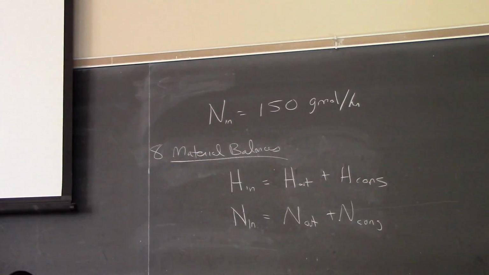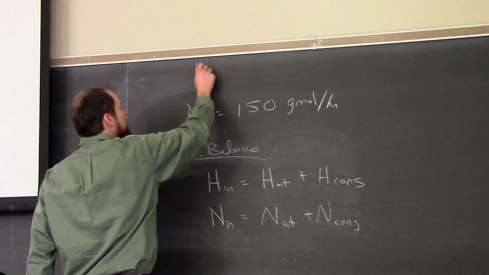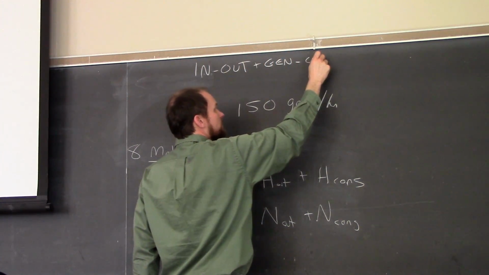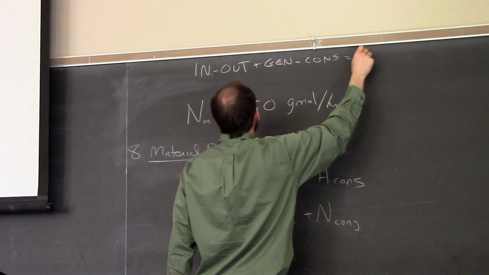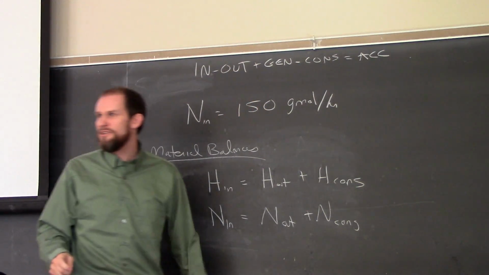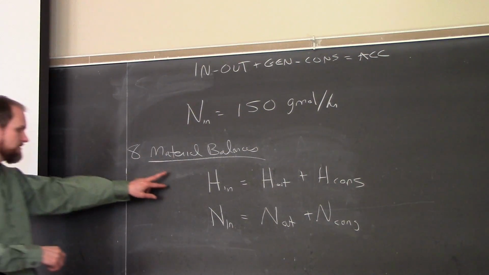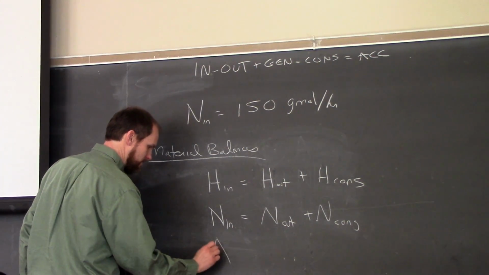You can also go back to our big master equation. In minus out plus generation minus consumption equals accumulation. Accumulation is 0 because steady state. Generation is 0 for these because no reactions are generating them. We have in and out, one of each. Okay, hydrogen, nitrogen. How about ammonia?